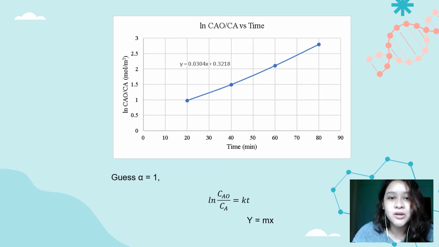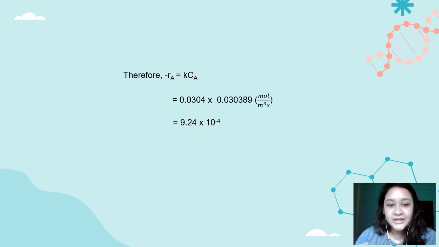From here as well, we can identify the rate constant, which is 0.0304, the m value. In order to get the rate of formation of the product, we need to find the highest value of the conversion of triglycerides and multiply it with the m value from the previous slide. There we get the rate of formation of products equal to 9.24 times 10 to the power of negative 4.